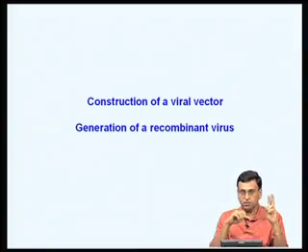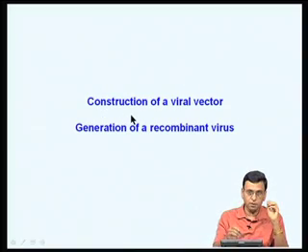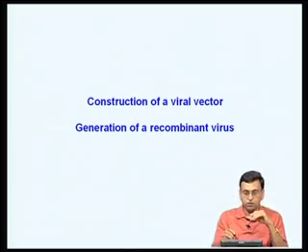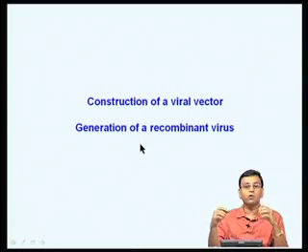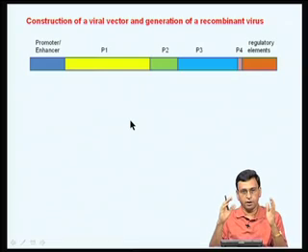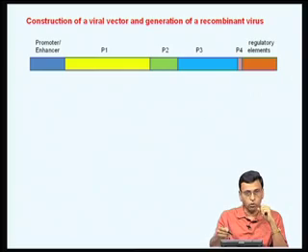So there are two steps in using viruses as gene transfer vehicles, or virus-mediated gene delivery into mammalian cells. The first step is construction of a viral vector, where you can introduce your gene of interest, and once you have a recombinant viral vector ready, from that you have to generate a recombinant virus. How do you achieve this? The general strategy that is employed for using viruses as gene delivery vehicles is schematically shown here now.